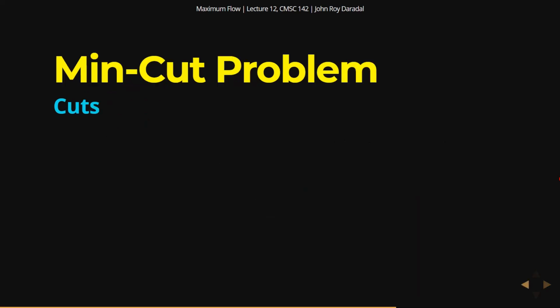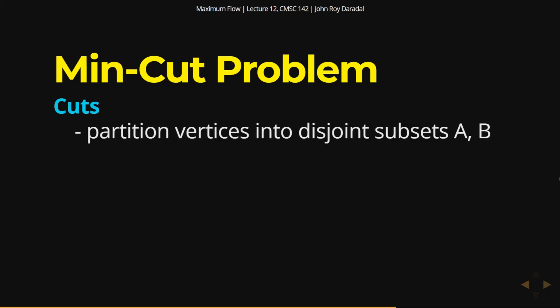Now let's look at another problem, which is called the min-cut problem, and this is actually somewhat related to maximum flow. So before we discuss min-cut, let's try to discuss first what is a cut in the first place. So a cut is just a partition of vertices into two disjoint subsets A and B. Okay, so you partition or divide the vertices into two subsets A and B, such that all vertices are part of either A or B, so that if you take their union, it would be all vertices, and there are no intersections, so they are disjoint subsets.